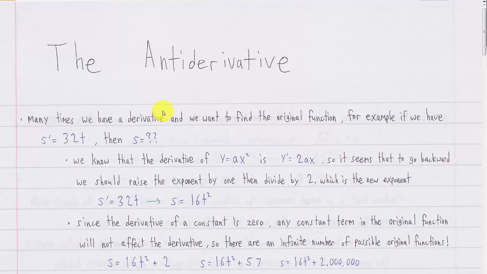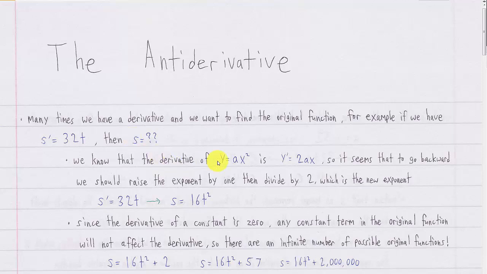So now that we can take the derivative of a function, sometimes we might want to go backwards. If we have the derivative of an unknown function, we want to find the original function that it came from. So let's say the derivative of s is 32t, and we want to know what s is, the original function that relates s and t.